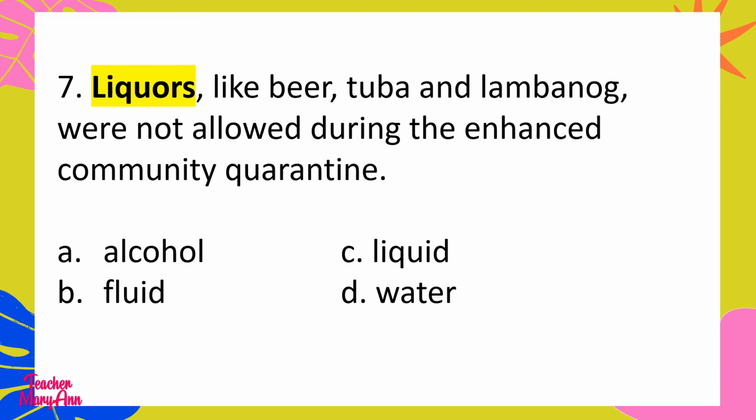Number 7. Liquors like beer, tuba, and lambanog were not allowed during the enhanced community quarantine. Liquors means A. Alcohol, B. Fluid, C. Liquid, D. Water.